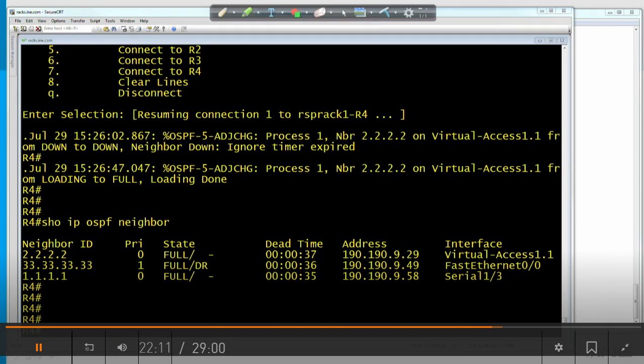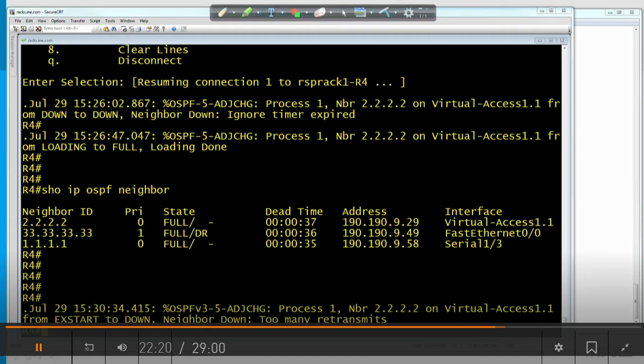What's the network type right now? By default, what's the network type that router 4 is seeing on serial 1/0? That's right, non-broadcast multi-access. How would I view that? What command could I type in to verify that?